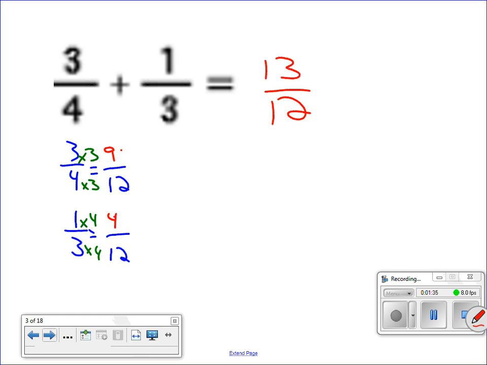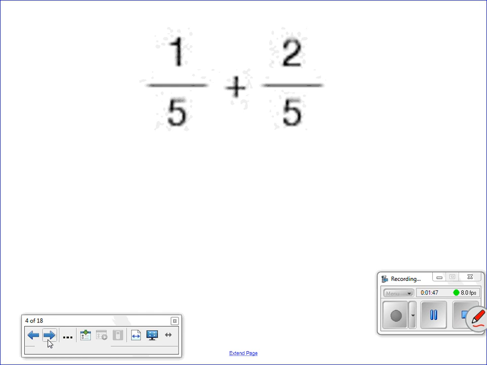Now you're not going to leave it as an improper fraction. I want these all as mixed numbers. How many 12s go into 13? 1 12 goes into 13. What's left over? 1 is left over. I'm going to do quite a few problems tonight here.